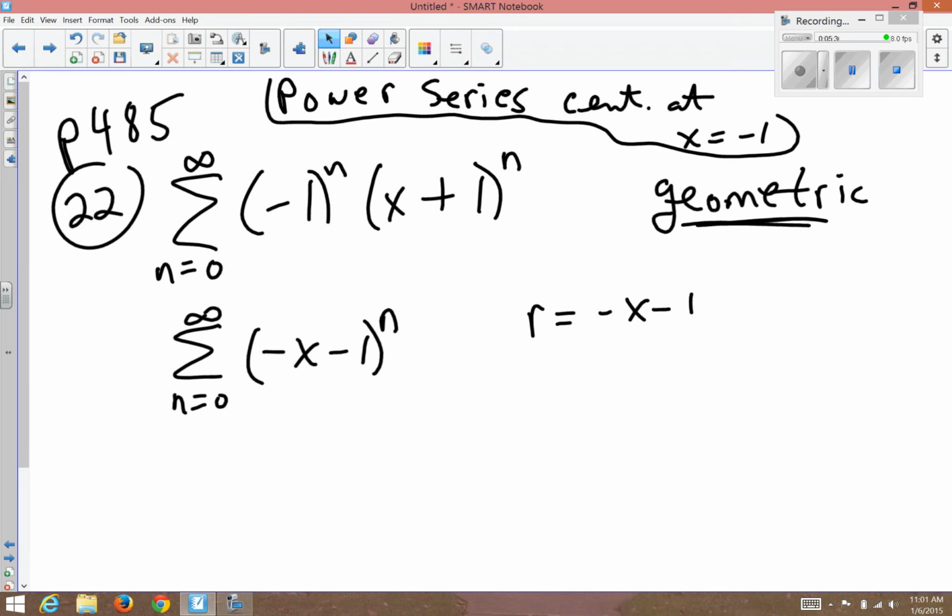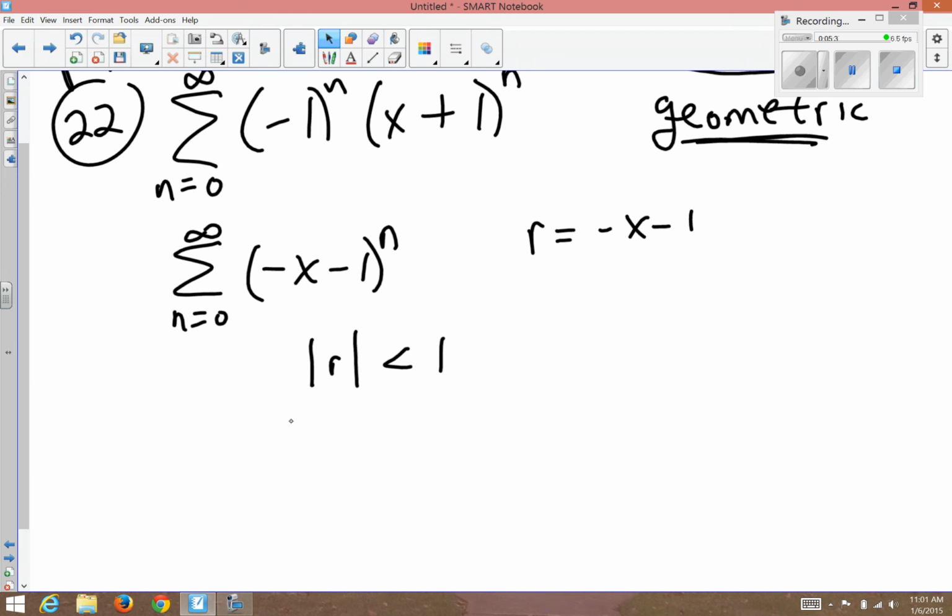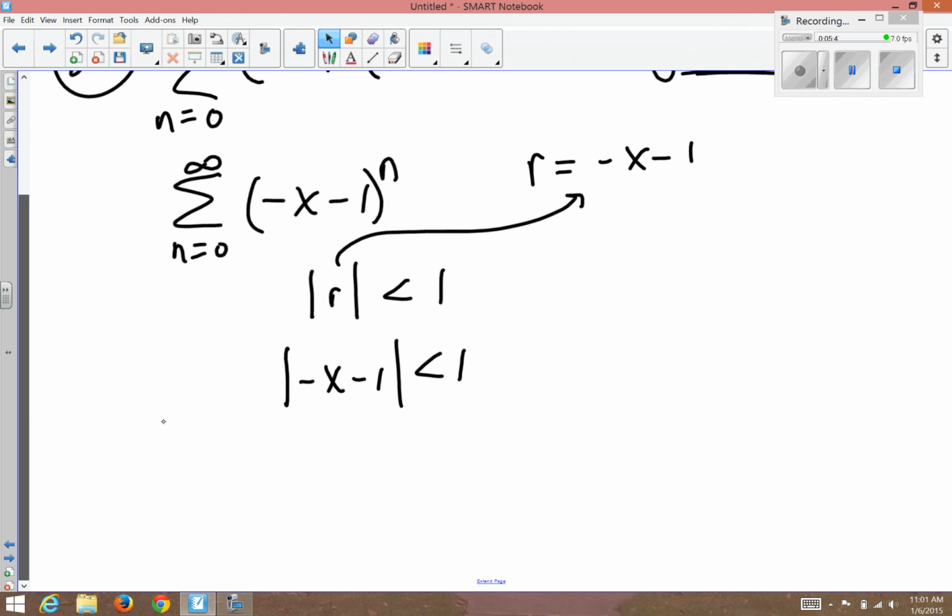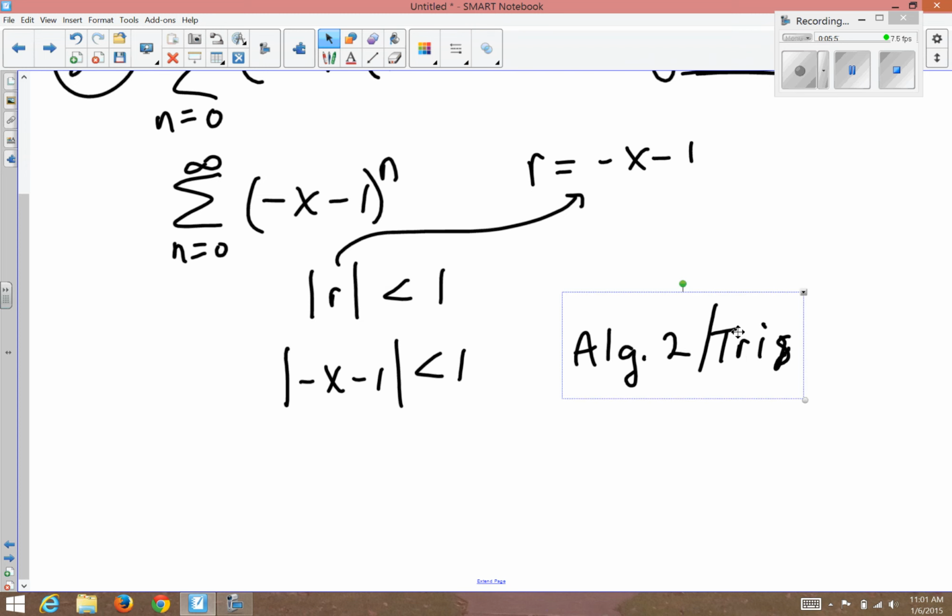And a geometric series will converge when the absolute value of r is less than 1. In this case, we need the absolute value of negative x, negative 1 to be less than 1, because r is what's in the parentheses here, the common ratio. To solve this inequality, we learned this in Algebra 2 trig. To solve an absolute value inequality, we say what's inside the absolute value has to be between this number here and the opposite of that number.